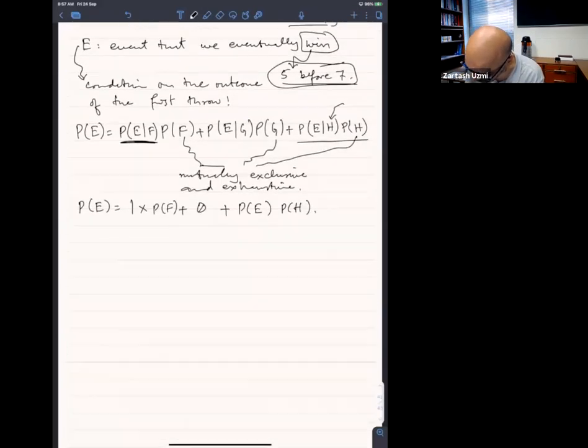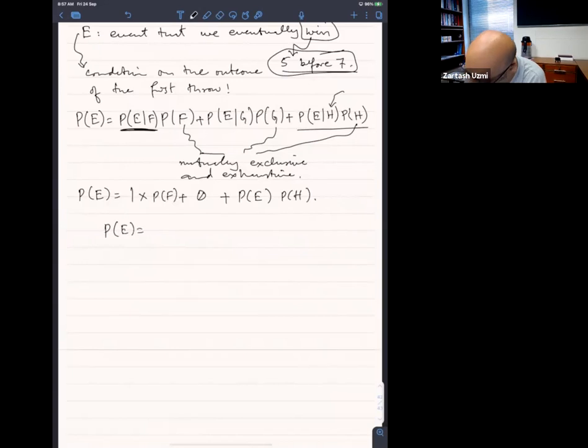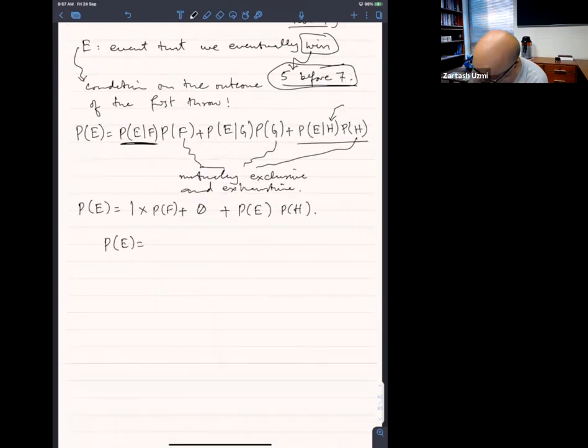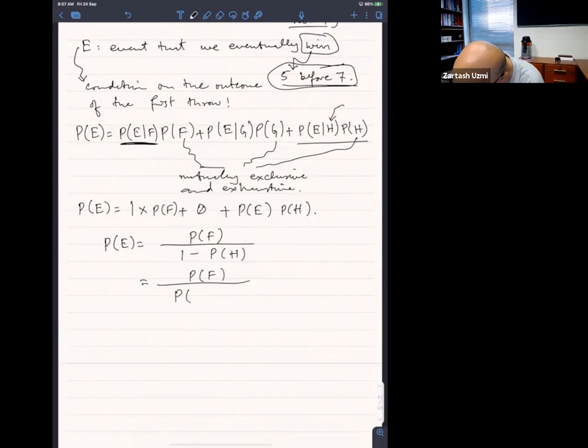Let's solve for probability of E. Probability of H we can easily find because F, G and H are mutually exclusive and exhaustive. So 4 by 36 plus 6 by 36, we subtract this from 1 and we get the answer. So the probability of E from here would be equal to probability of F divided by 1 minus probability of H. And really, 1 minus probability of H is nothing but probability of F plus probability of G. So this is the probability of E.